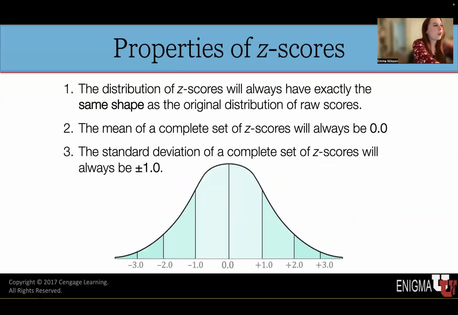Let's talk about some of the properties of z-scores. When we convert a distribution of raw scores into a distribution of z-scores, it's not going to change the shape of this distribution at all. For example, if your original distribution is symmetrical, your z-score distribution will also be symmetrical. If your original distribution is positively skewed, the z-score distribution will be positively skewed as well. However, all z-score distributions will have a mean of 0 and a standard deviation of 1. So it'll look like this.